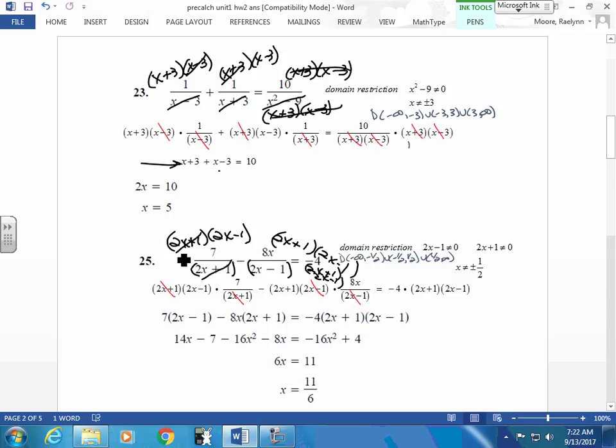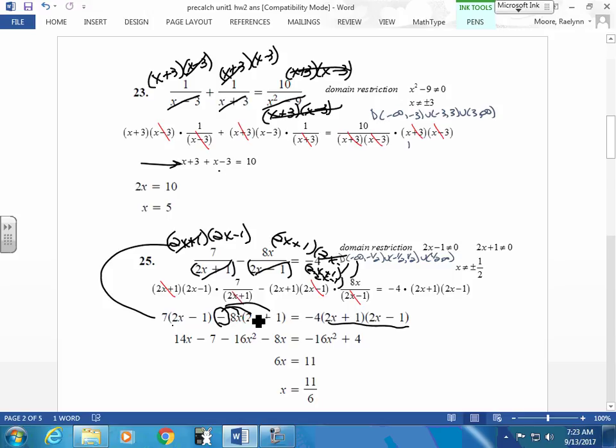I'm multiplying 7 times 2x minus 1. Watch your minus sign. This one comes out. I'm multiplying negative 8x times 2x plus 1. And this one, I have to multiply both. Those are your perfect squares. If you want to multiply those out first and then distribute, it works out a little easier. Watch this negative sign when you distribute.